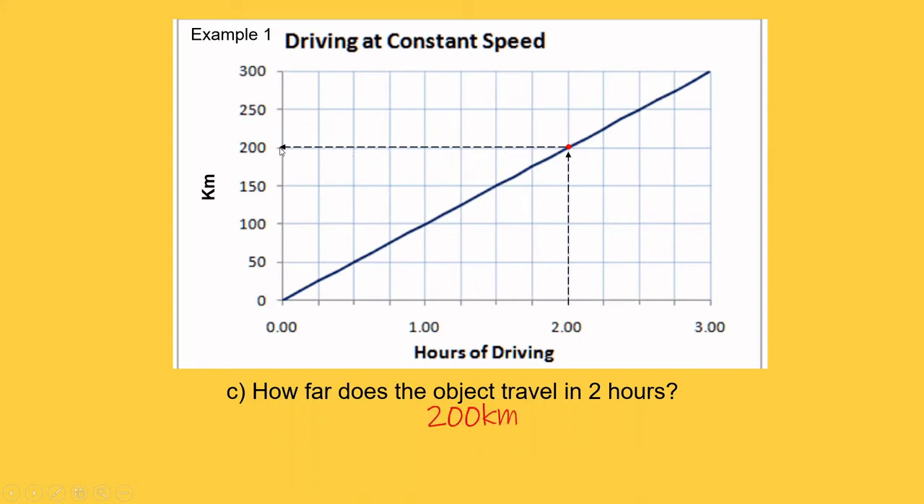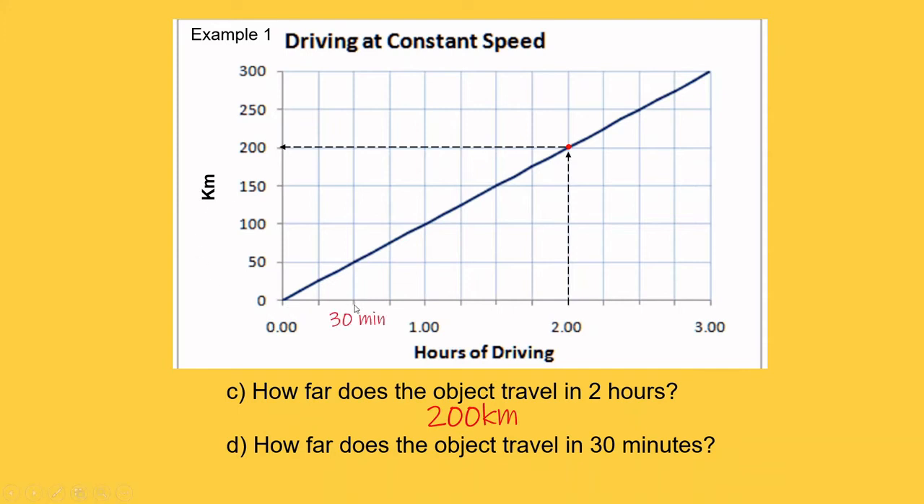How far does the object travel in 30 minutes? So long as you understand that 30 minutes is half of an hour, you should be able to find 30 minutes on your graph right here and follow that up vertically to the point on the line and follow that horizontally across to see its distance.